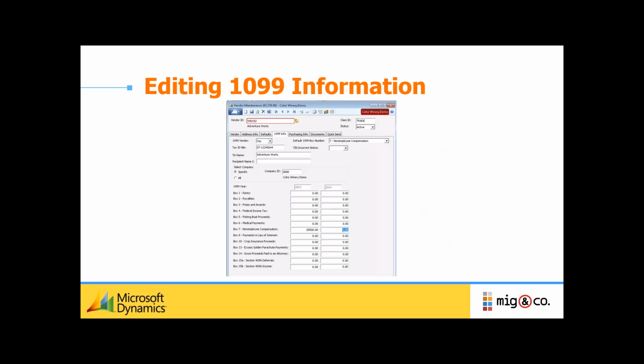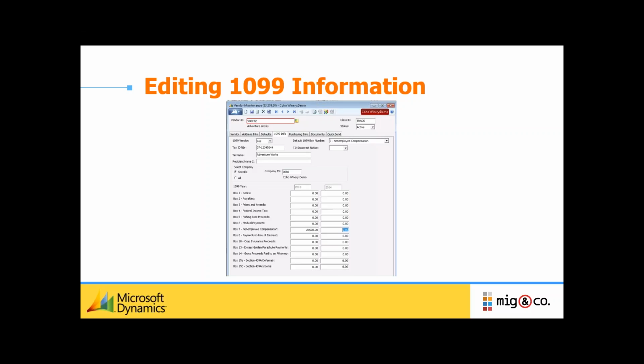Okay, when we look at our 1099 information, on this particular screenshot, I purposely left 2013, 2014, so it kind of stands out. We have a vendor maintenance screen shown here, and a couple of items that I want to point out. In the top left-hand side, you'll see 1099 vendor is equal to yes. So if this is a 1099 candidate, you want to make sure that it's changed from no to yes so that it can be picked up.